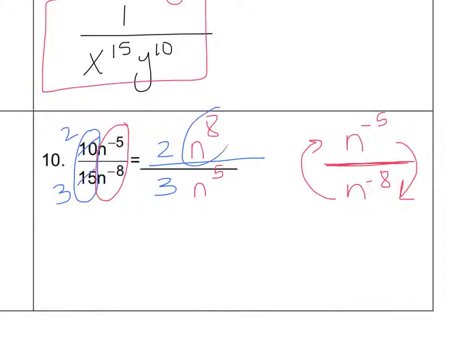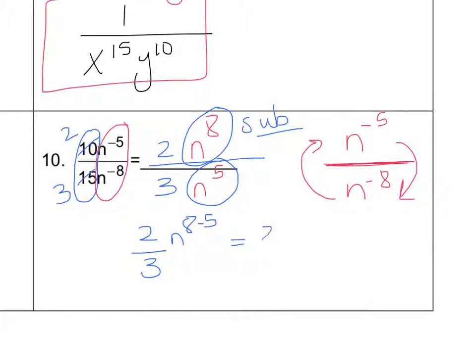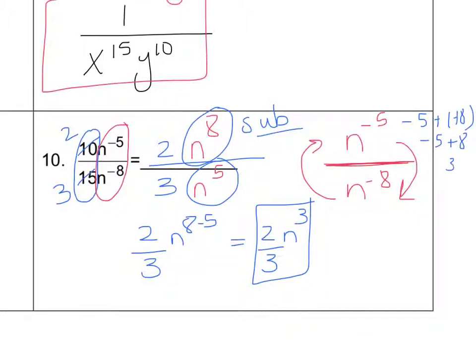Again, let's go back to those two now. Since they are being divided, what you do is you subtract your powers. So it's going to be 2 over 3 and 8 minus 5. So 2 over 3 n to the third. As you can see, it was easier to subtract 8 minus 5 to give you a 3, easier than subtracting negative 5 minus negative 8. If you can do it, it's fine. I can show you. Negative 5 minus negative 8, those negatives will become a positive, so negative 5 plus 8 is 3. So this is how you get n to the third if you use this method.